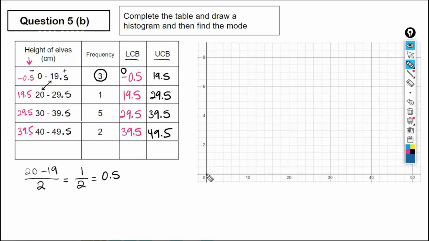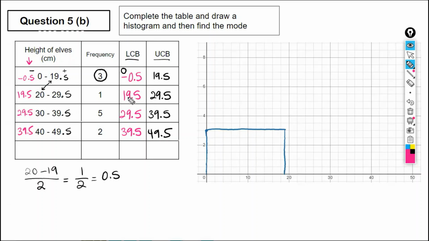The first rectangle is going to start at 0. And how high is it going to be? 3 will be in between 2 and 4. And it will go all the way to 19.5. You see, I didn't put it on 20. I tried my best to approximate it to 19.5.